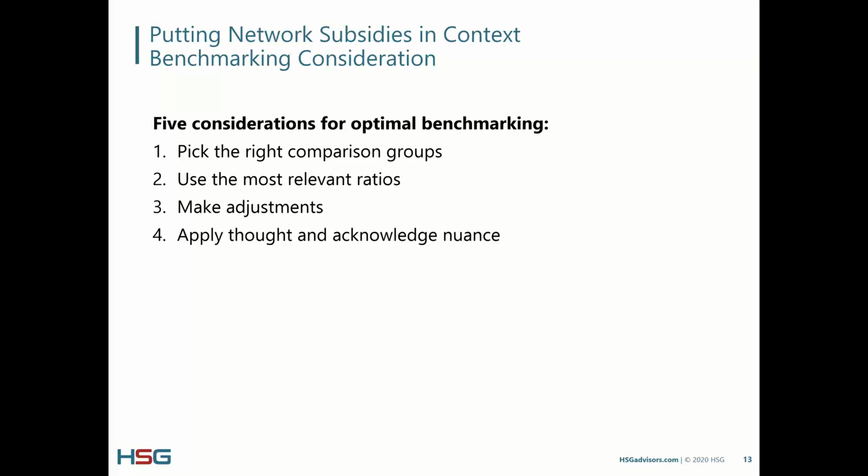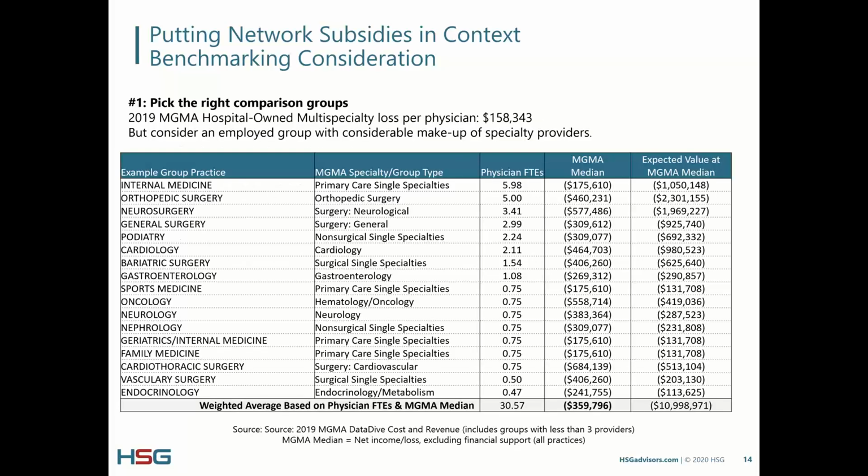4 seems obvious to all the smart people listening to this session, but it is worth saying. You need to apply thought and acknowledge nuance to the benchmarks. Variation from the benchmarks is not always inherently bad. You have to understand what it means. You have to understand whether it's warranted or unwarranted. And then number 5 is having a framework to assess status quo and identify opportunities, because one number does not tell the whole story, and you have to have a framework to bring multiple analyses together.